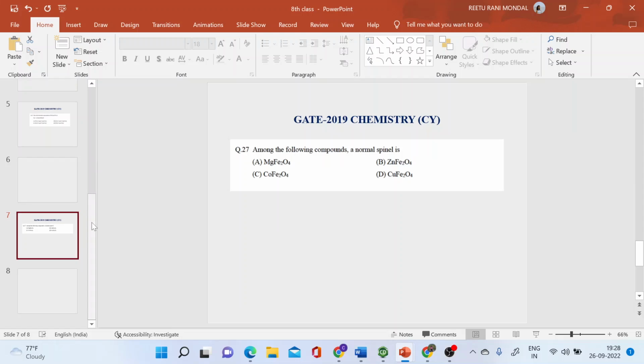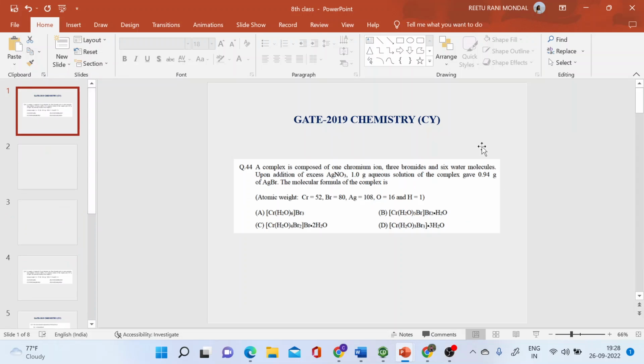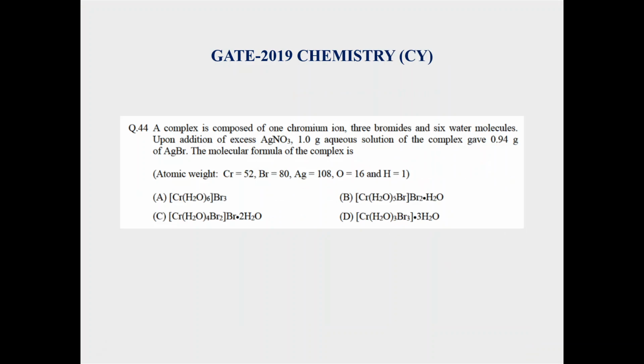Now, moving on to the next question. Question number 44. The question says a complex is composed of one chromium ion, three bromides, and six water molecules. Upon addition of excess AgNO3, 1 gram aqueous solution of the complex gave 0.94 gram of AgBr. What is the molecular formula of the complex?